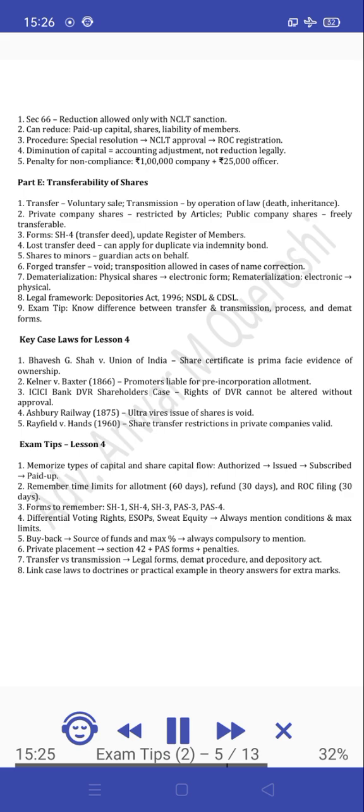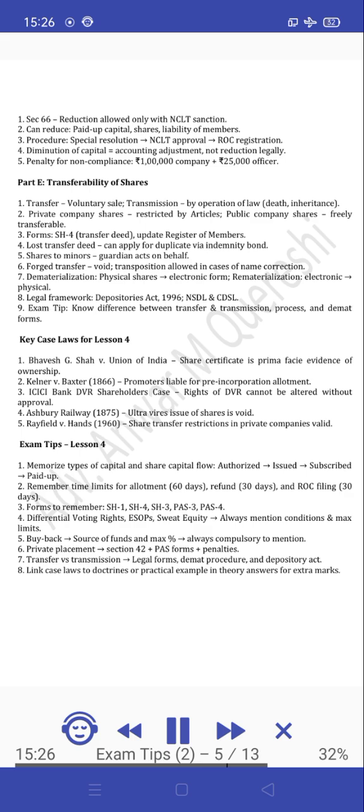Part E. Transferability of shares. 1. Transfer: voluntary sale. Transmission: by operation of law, death, inheritance. 2. Private company shares: restricted by articles. Public company shares: freely transferable. 3. Forms: SH-4 transfer deed, update register of members. 4. Lost transfer deed: can apply for duplicate via indemnity bond.